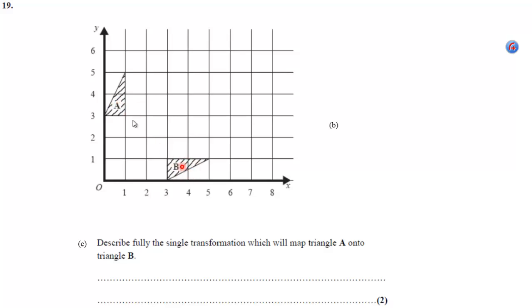Now to get from A to B, that's going to be a reflection, and that's my mirror line. Now that line there, you need to write down the equation of that mirror line in your answer. Now if you think about it, it's a diagonal line. That's 1, 1, 2, 2, 3, 3, 4, 4, 5, 5, and so on. In other words, the x coordinates and the y coordinates are the same. y equals x. That's the equation of that line.